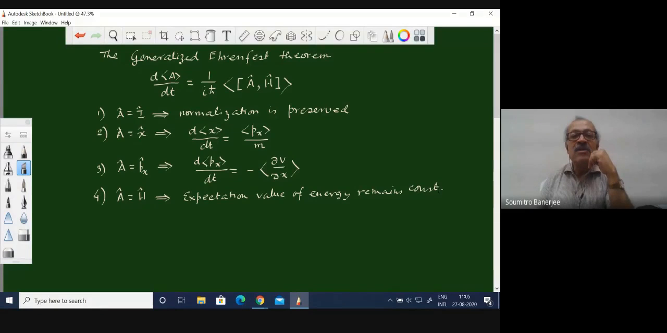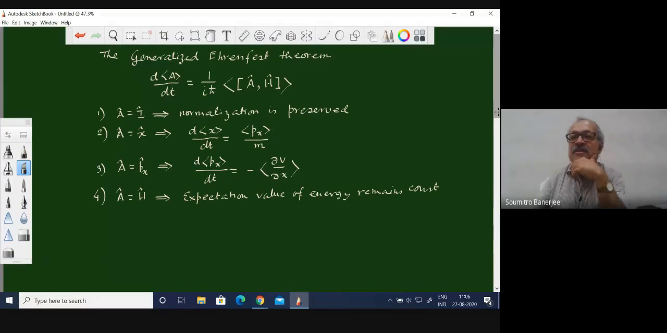Notice classical mechanics. Classical mechanics would say that the value of energy remains constant. Energy conservation. But here it says that the expectation value of energy remains constant. Energy can fluctuate. That is the difference between classical mechanics and the conclusion that you have drawn for quantum mechanics.